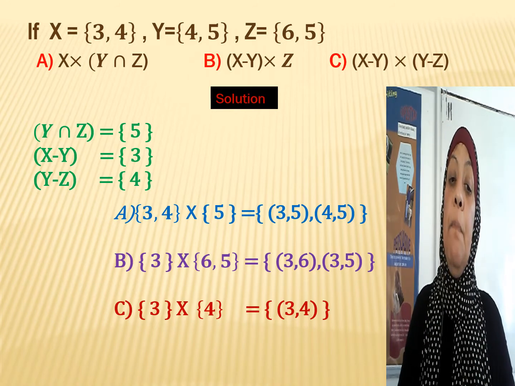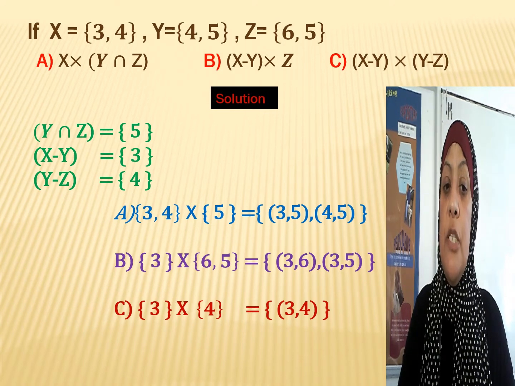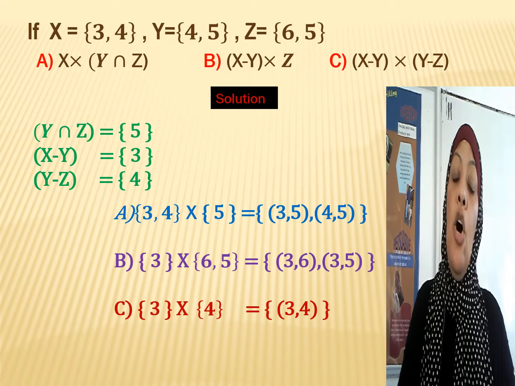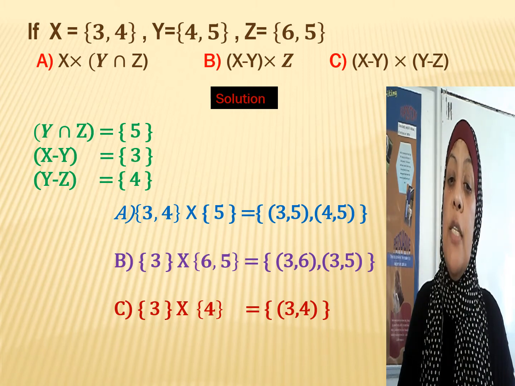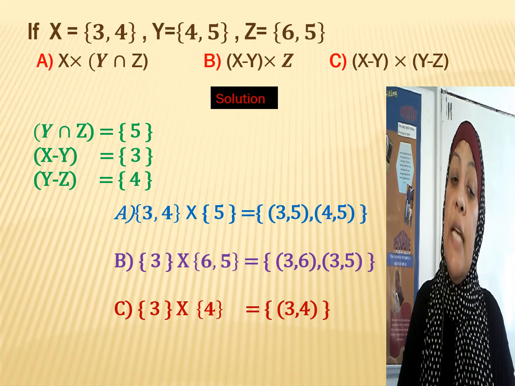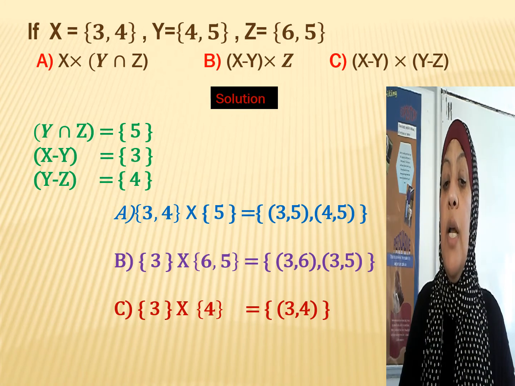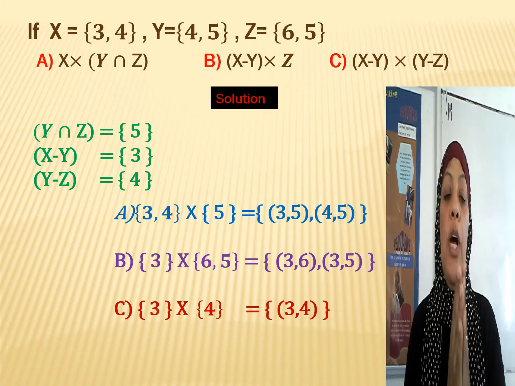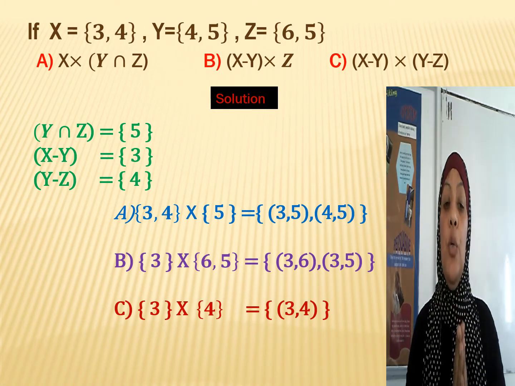Okay, B, x difference y, and I get x difference y, set of 3. I will substitute, multiply by z. What about z? 6 and 5. Then 3 and 6, 3 and 5. Okay, C, x difference y, set of 3, y difference z, set of 4. Okay, 3 product 4 equals set of 1 ordered pair, 3 and 4. So it's very, very important, Prep 3, to organize your work.